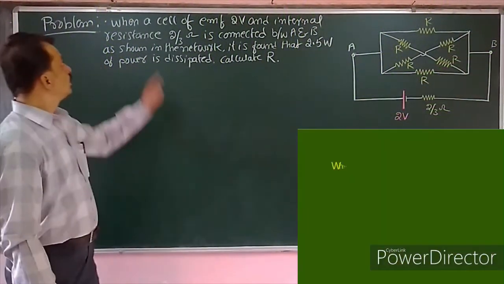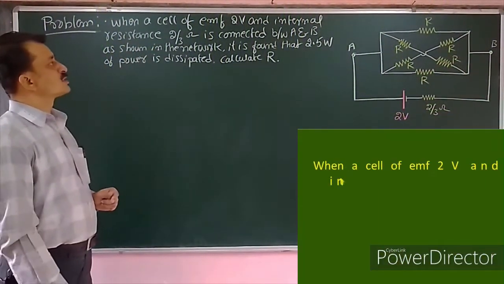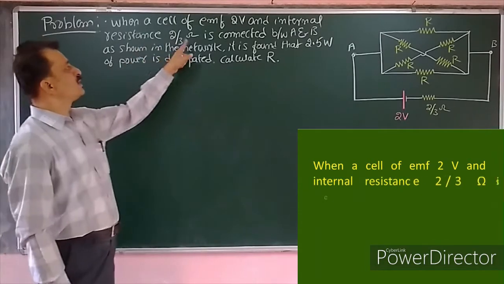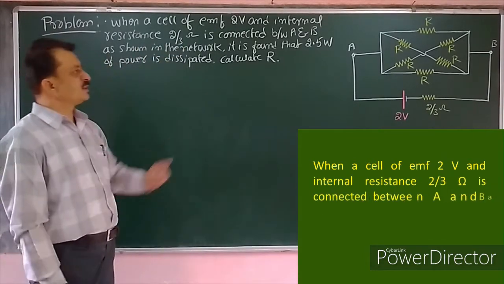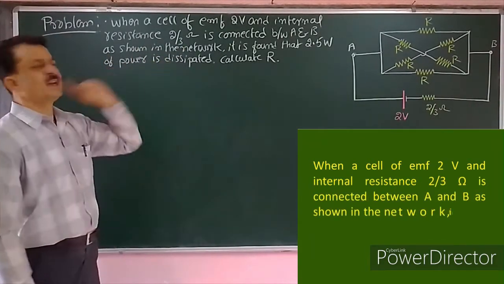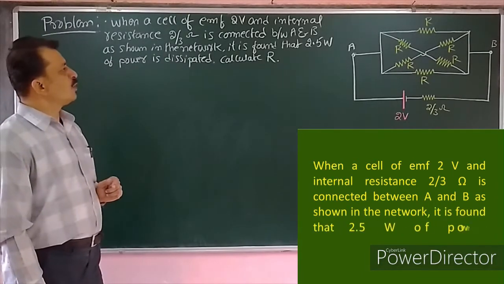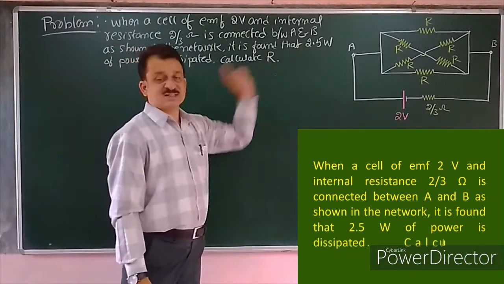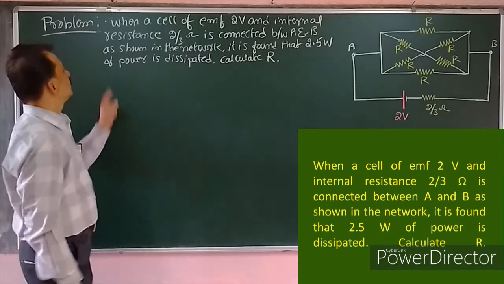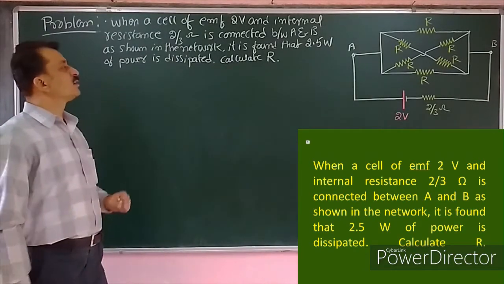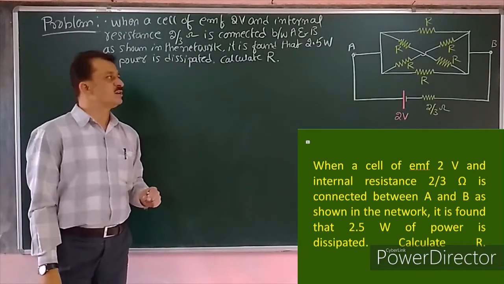Next problem. When a cell of EMF 2 volts and internal resistance of 2/3 ohms is connected between the terminals A and B as shown in the network, it is found that a total power of 2.5 watts is dissipated. Calculate the resistance.